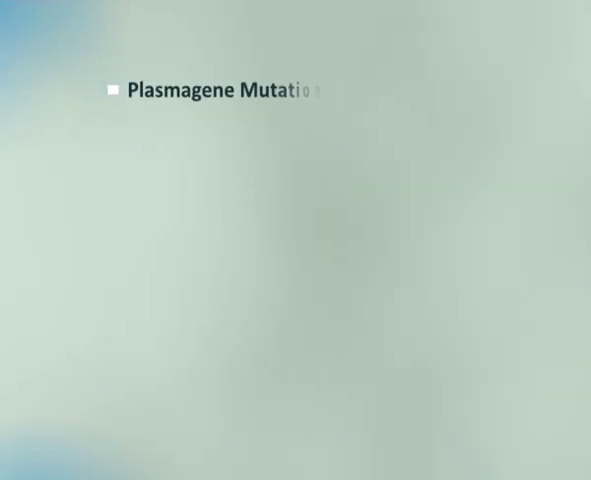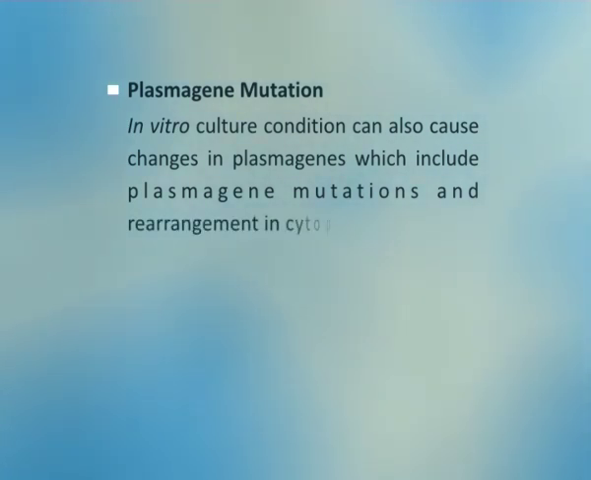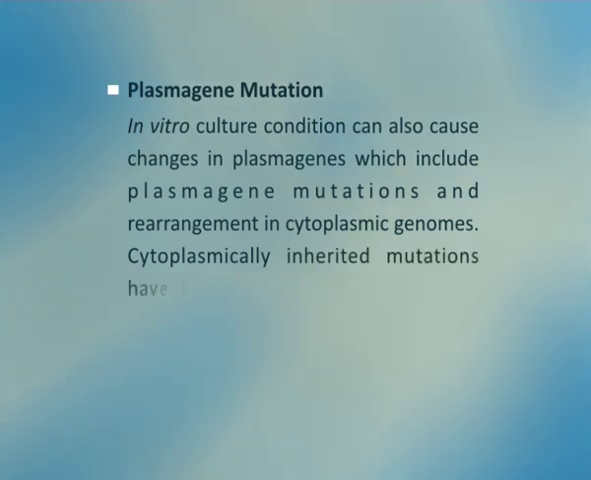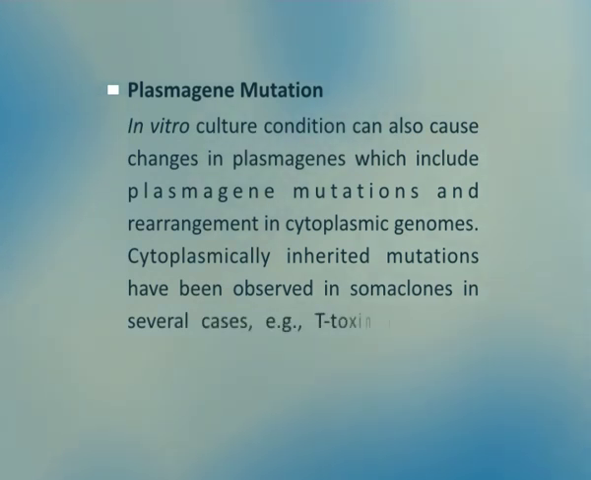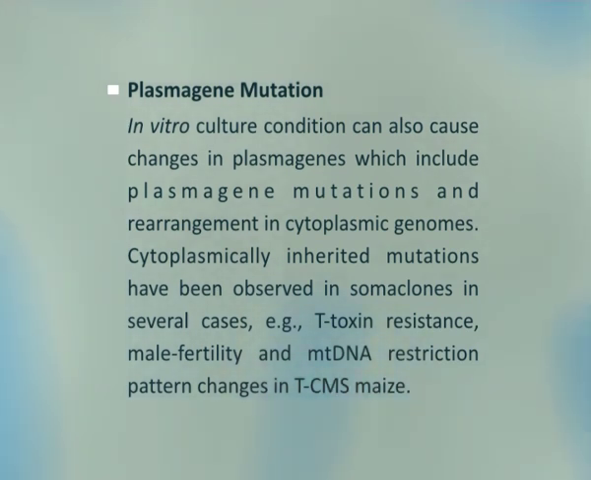The third basis is plasmagene mutation. In vitro culture condition can also cause changes in plasmagenes, which include plasmagene mutations and rearrangement in cytoplasmic genomes. Cytoplasmically inherited mutations have been observed in somaclones in several cases. Example, T-toxin resistance, male fertility, and mitochondrial DNA restriction pattern changes in TCMS maize.